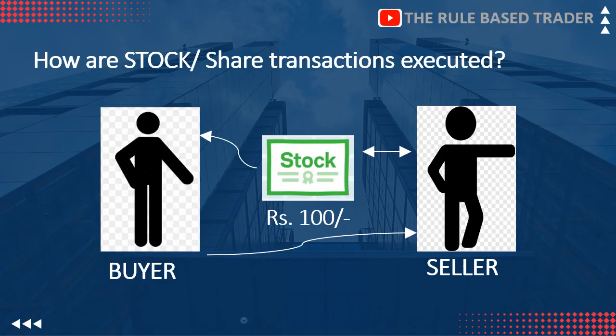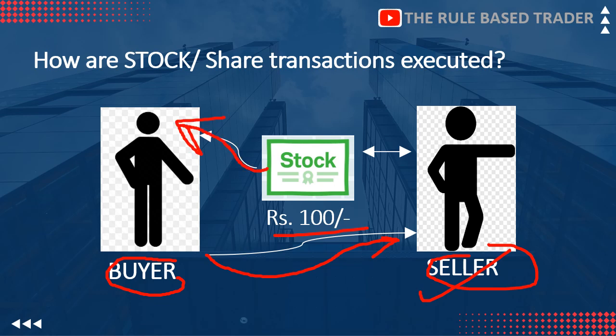Let's dive in. How are stocks, or you can call them shares, transacted in the marketplace? It requires two people, a buyer and a seller. Suppose the seller owns a stock whose value is 100 rupees, the buyer wants to buy it and the seller is willing to sell it. The buyer simply has to give 100 rupees to the seller and the seller will hand over the stock to the buyer. It's as simple as that.